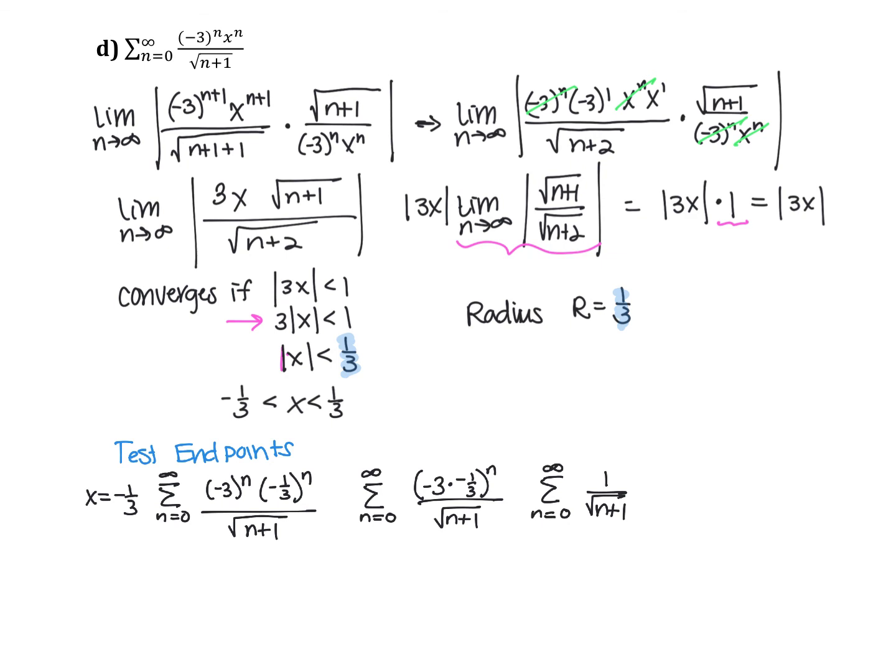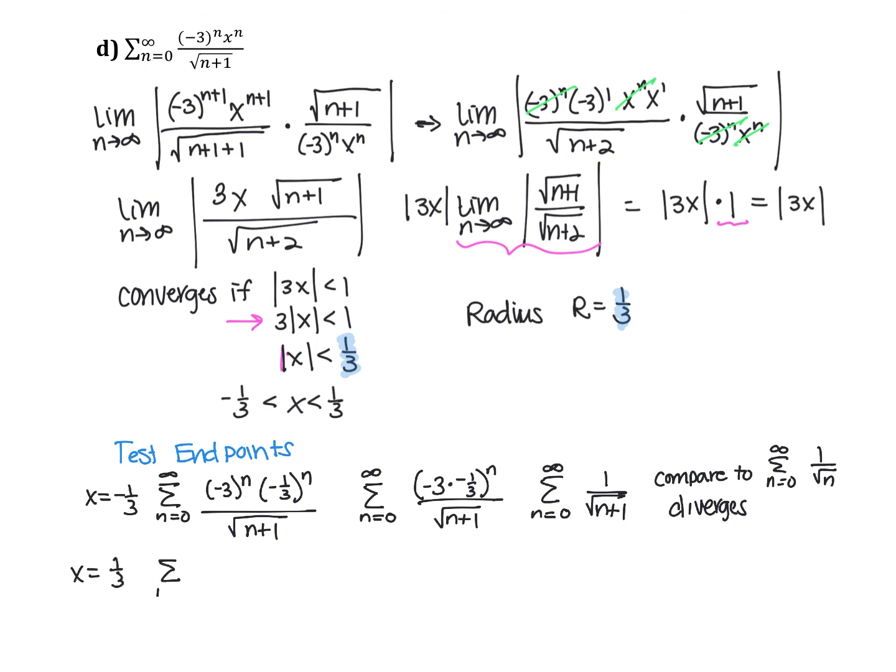If I do a direct comparison to the series 1 over the square root of n, what do we know? Well, we know 1 over the square root of n diverges, and we know that is less than that, greater than that, so that has to diverge as well. So this diverges. So I know it doesn't equal negative 1/3. Let's see if it equals positive 1/3, if positive 1/3 converges.